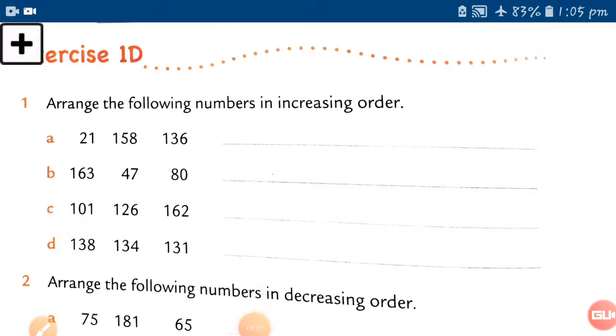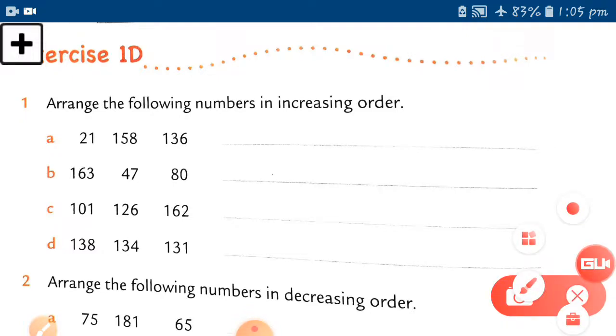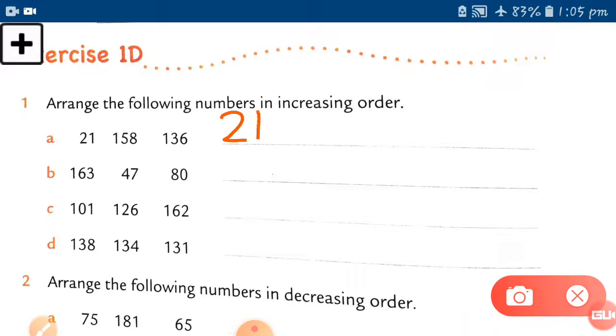Okay, let's solve it. See this, number A. So here are just 3 numbers only, and you have to decide which number will come here. Okay, just take the small number first here. We are going from small to big number. So here is the small number. I'm taking 21. This is the 2-digit number, so this is the smallest number between these.